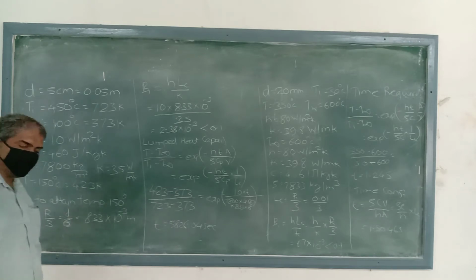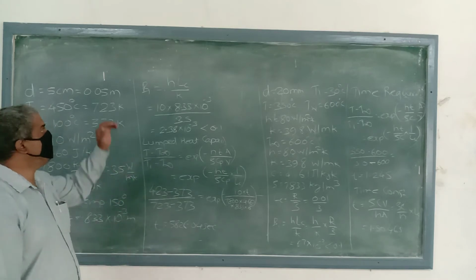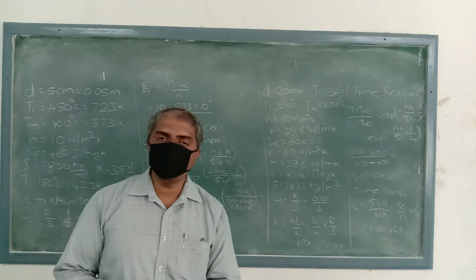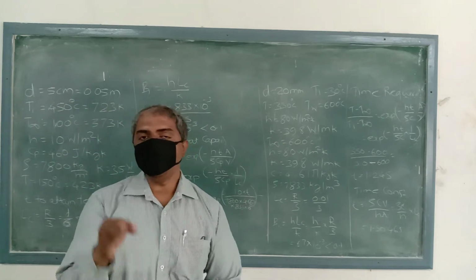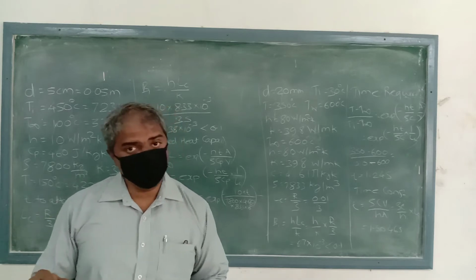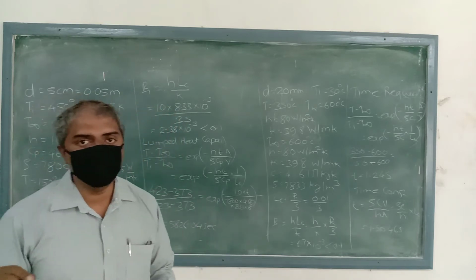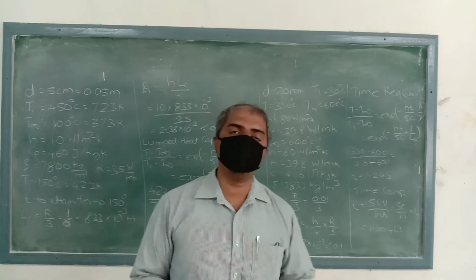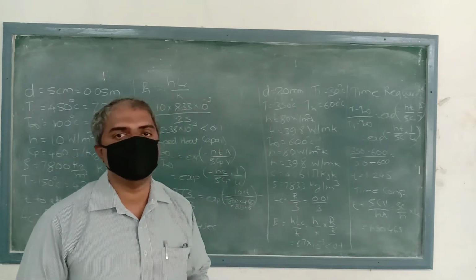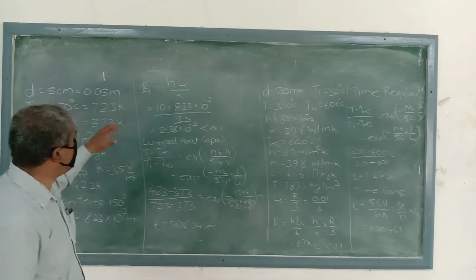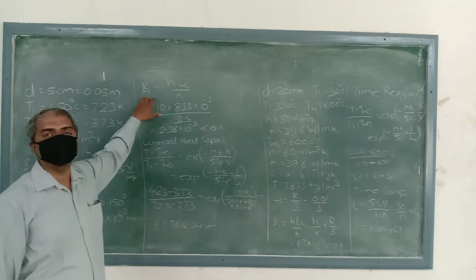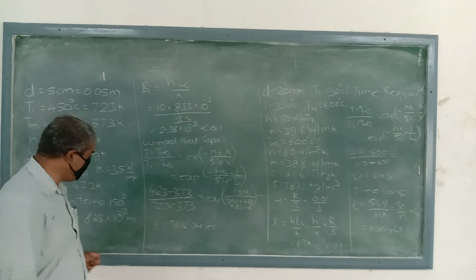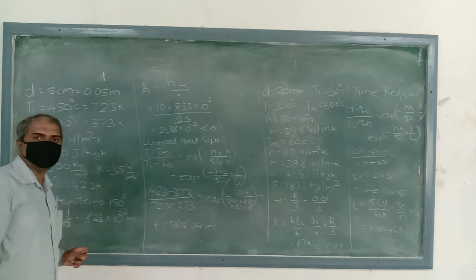Now, as you have calculated the characteristic length, in this lumped heat capacity analysis we have to find out the Biot number, and if the Biot number value is less than 0.1, then and only then can we apply the lumped heat capacity analysis formula. So first of all, we are going to find out the Biot number. Biot number is equal to h Lc by k. That's why we have found the characteristic length.